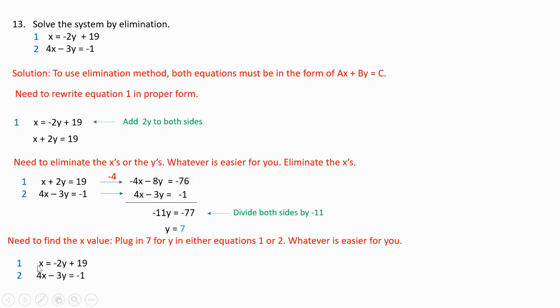So it'll be easier to go to number 1. Why? Because the x is already by itself, it's already isolated. So I'm going to plug in 7 for y, right? Because y equals 7. So x equals negative 14 plus 19, so x equals 5. So what's my solution? 5, 7. That's the point of intersection.